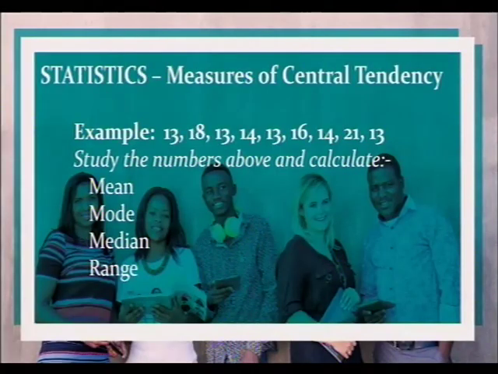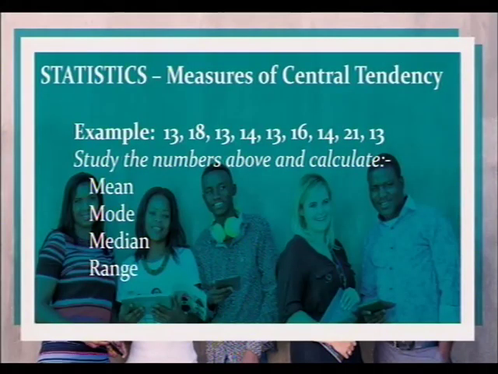explaining. For example, on this slide, I gave you practical examples. I gave you a list of numbers: 13, 18, 13, 14, 13, 16, 14, 21, and 13 again. Study the numbers above. That's how the question will come. Study the numbers above and calculate the mean, mode, median, and the range. Now you know from the previous explanations I gave you. Mean, you add all the numbers together and you divide by what? For instance here, you divide by 9, because there are 9 numbers that you add together.